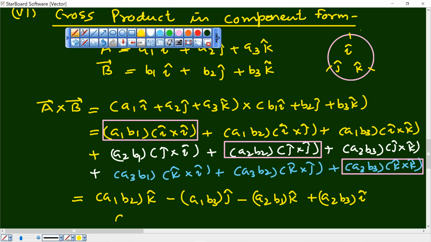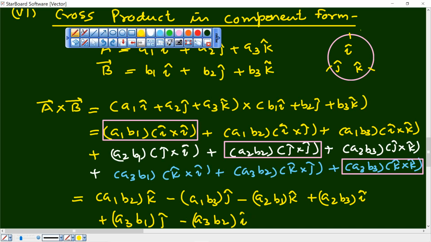A3, B1, and you have K cross I. What is K cross I? K cross I is J cap. And this is A3, B2, and K cross J. K cross J is minus I cap. Very correctly said.